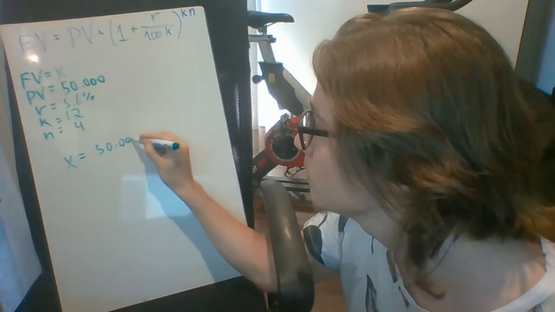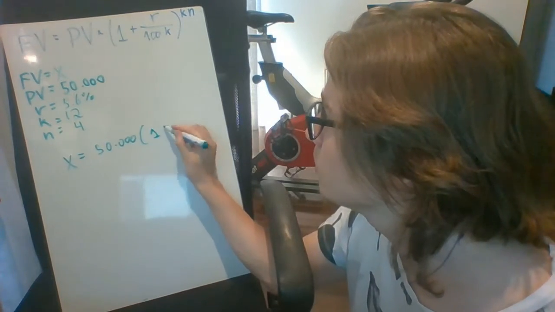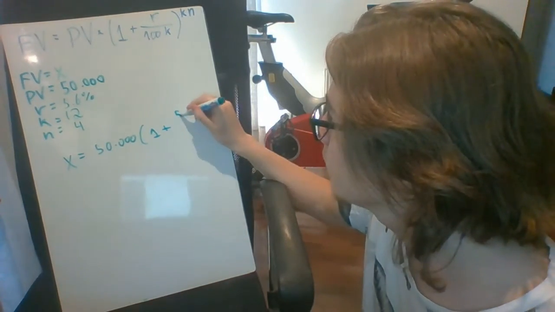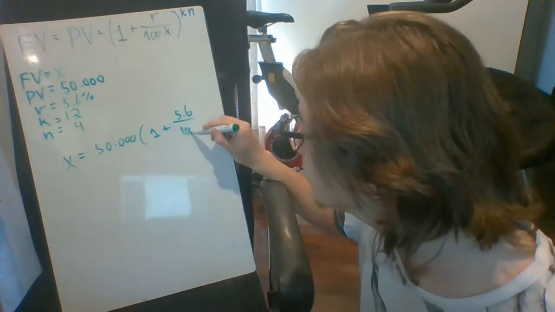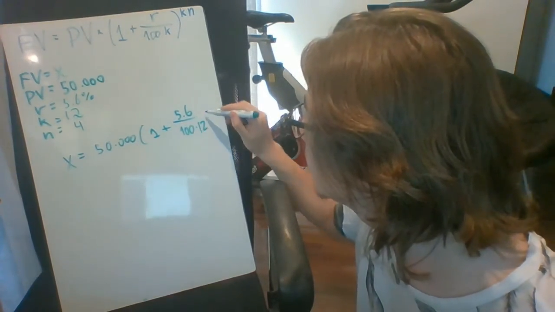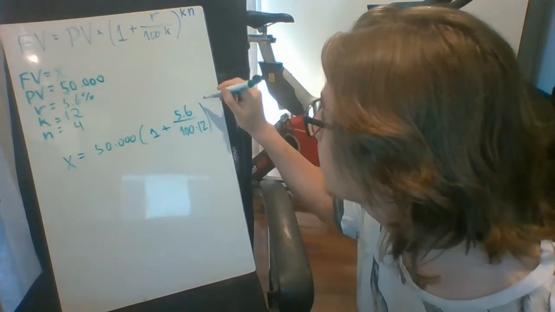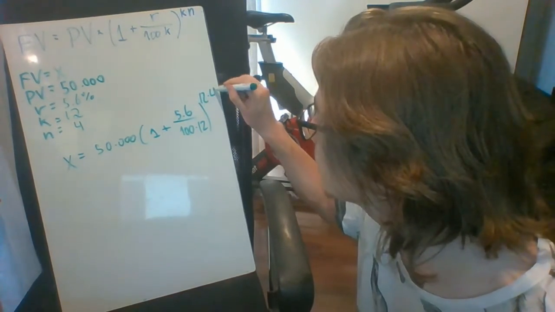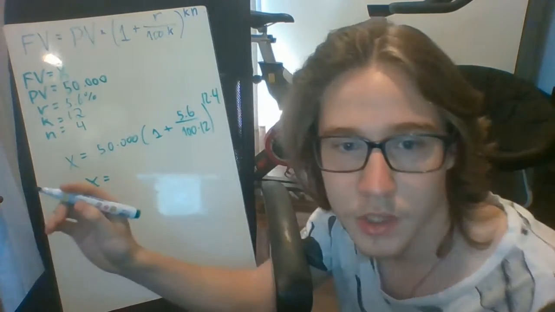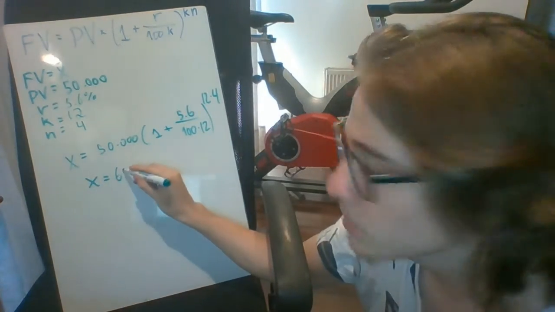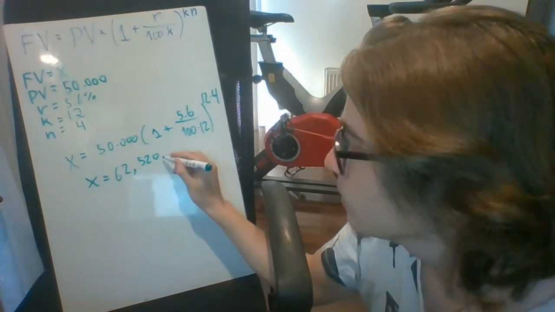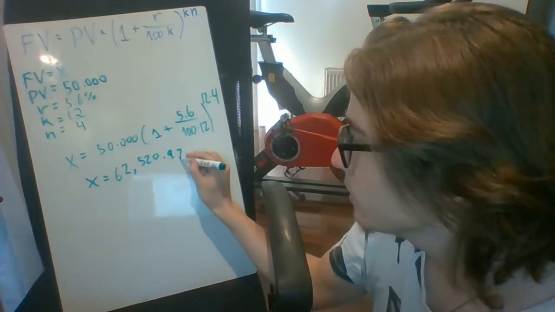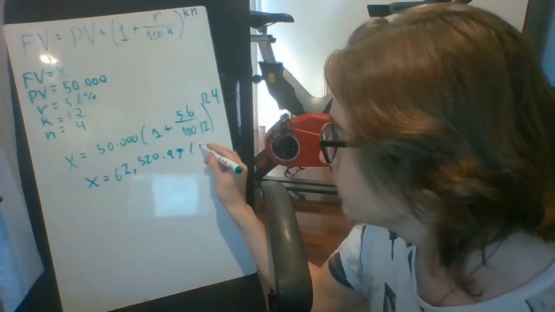50,000 times 1 plus 5.6 divided by 100 times 12, to the power of 12 times 4. And this is going to give us 62,520.97 Australian dollars.